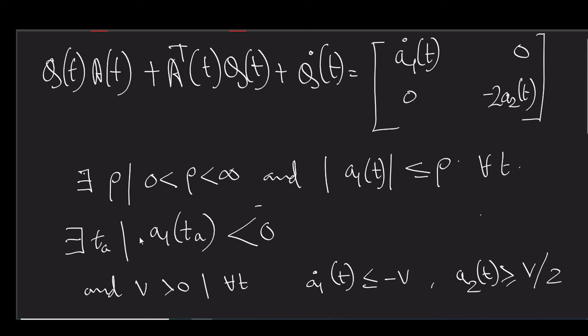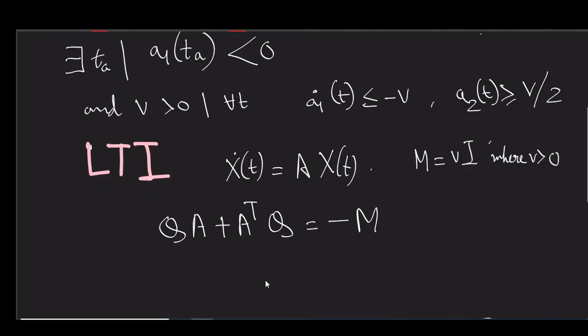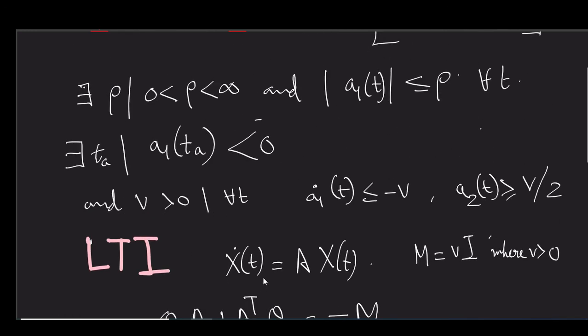You can understand that a1(t) is playing a pivotal role in determining the sign definiteness of Q(t). So if you make Q(t) quite negative, meaning a1(t) negative, then Q(t) will lose its sign definiteness. So if we say a1(ta) for this particular time is less than 0, then Q(t) has lost its sign definiteness.